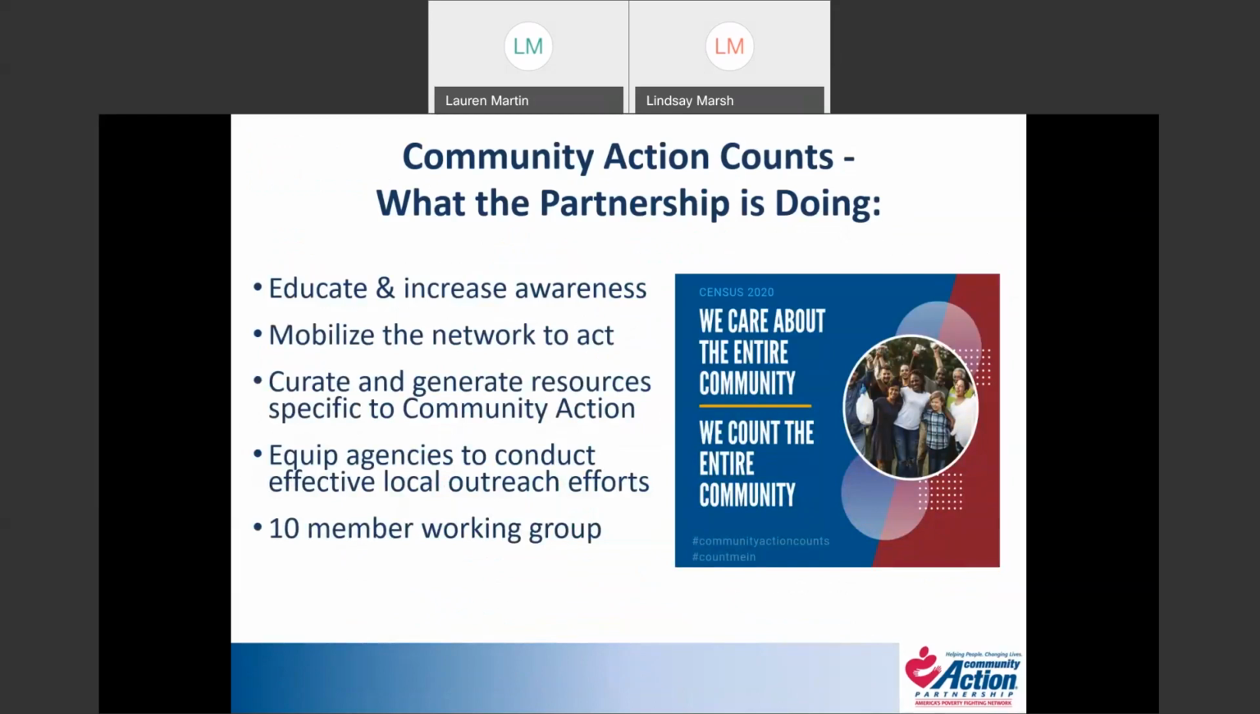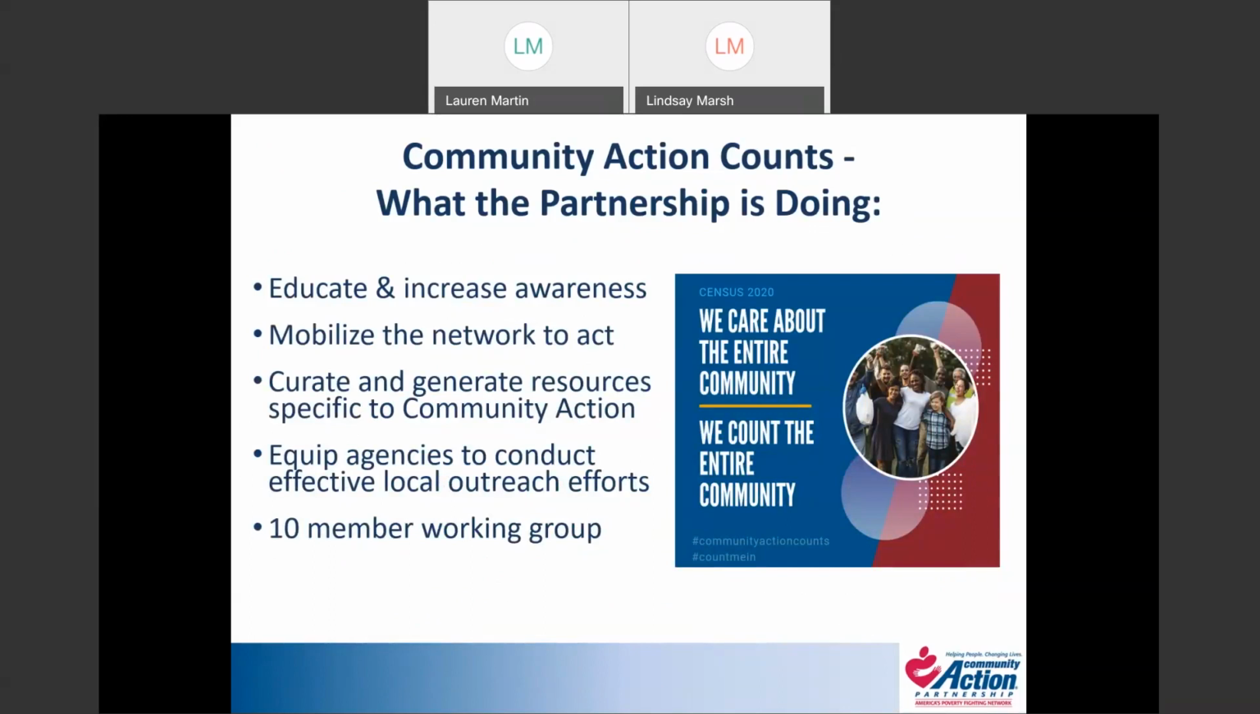The National Community Action Partnership has been tasked with raising awareness with and engaging our agencies to talk to customers about the census. To that end, we've produced a lot of materials, like this presentation, to help frontline staff members talk to people about the process. Our job as a team is to make this work easy and seamless for community action.